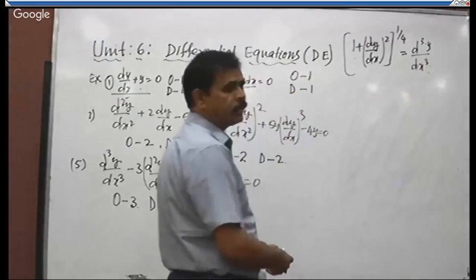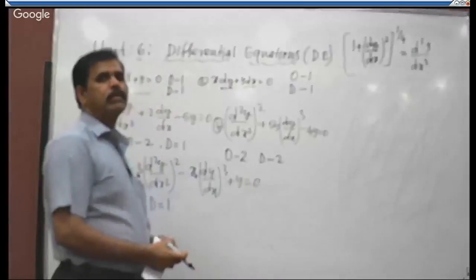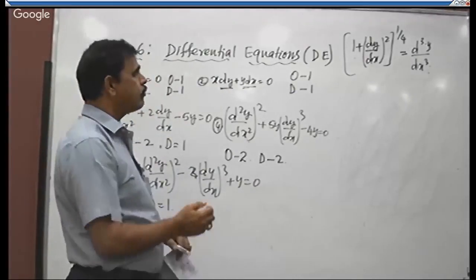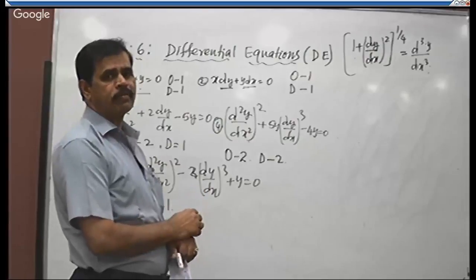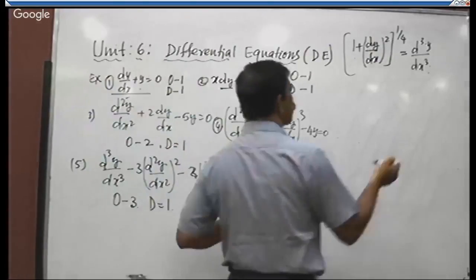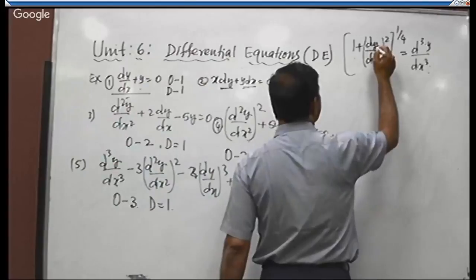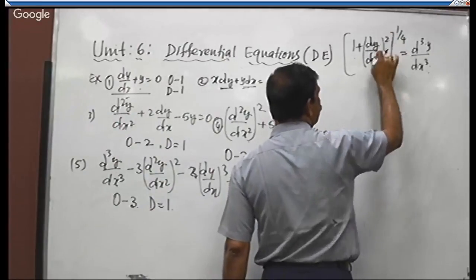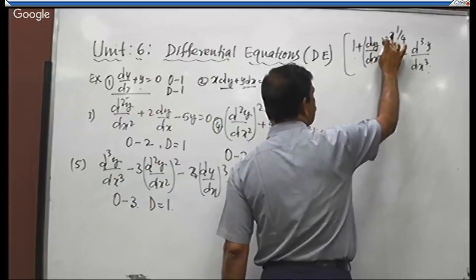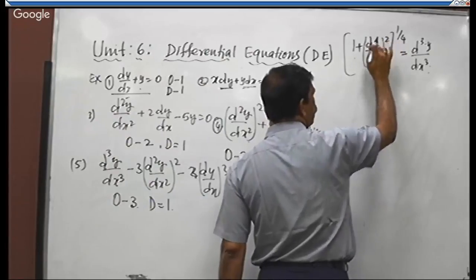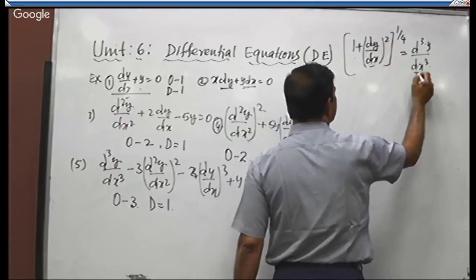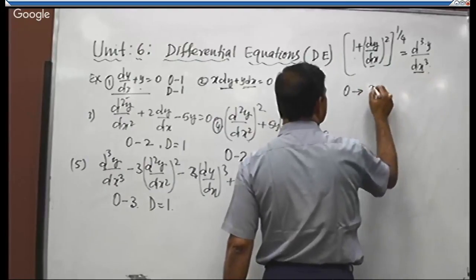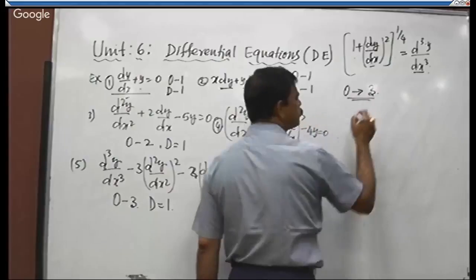As I mentioned, to get the order, we should check which is the highest order derivative, right? So the highest order is what? It is first order, dy by dx, it is not even second order. The power is for the whole expression, so this cannot be considered as second order, right? This is first order, this is third order. So order can be taken as what? No doubt, order is 3.